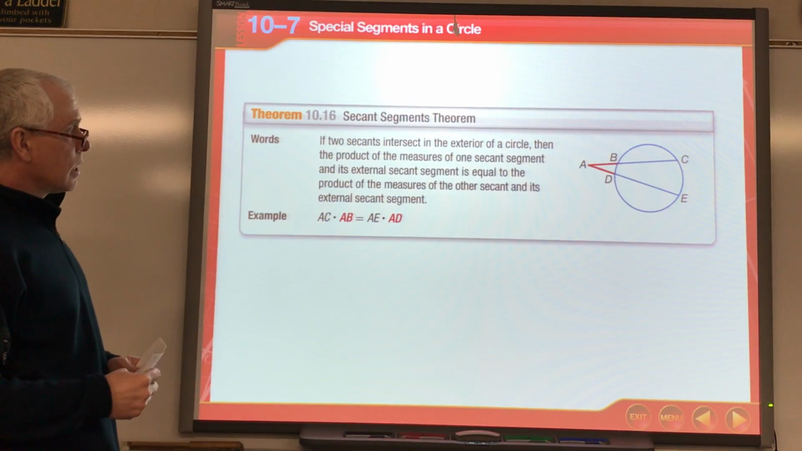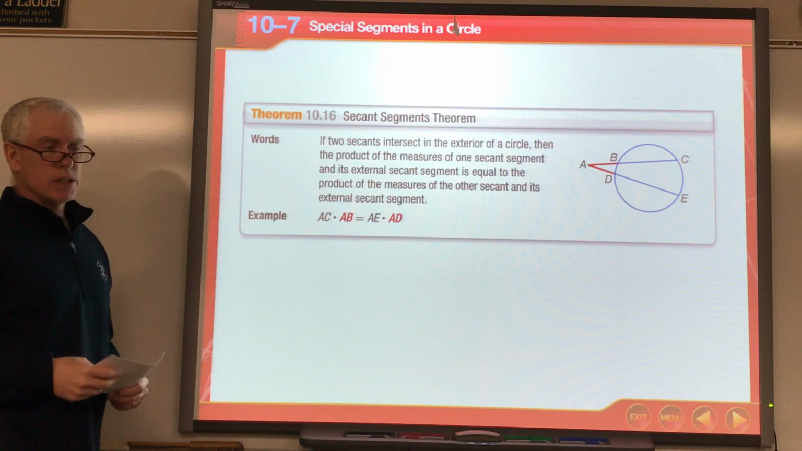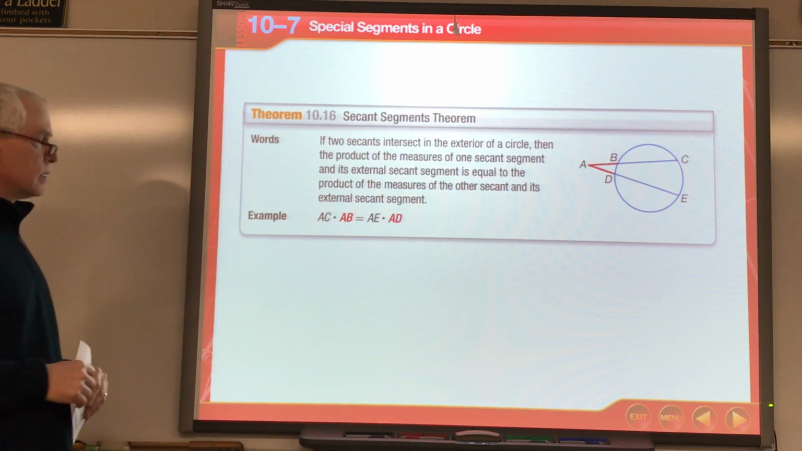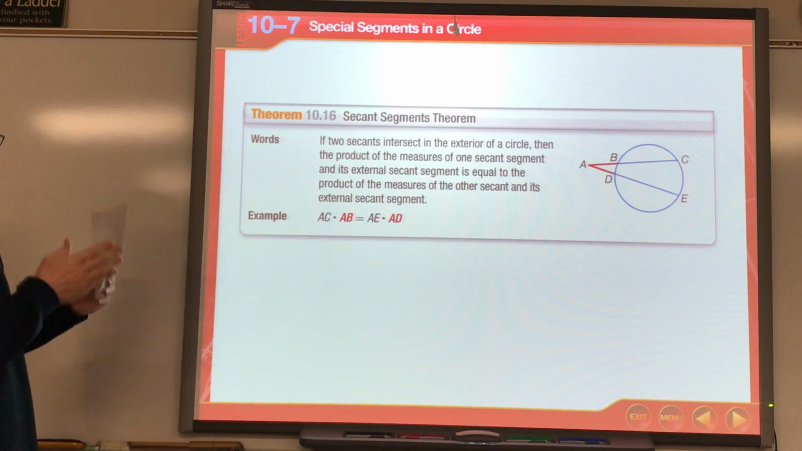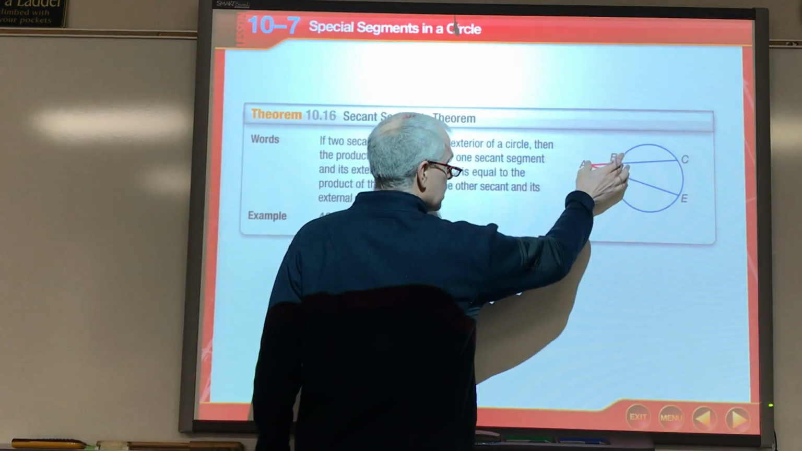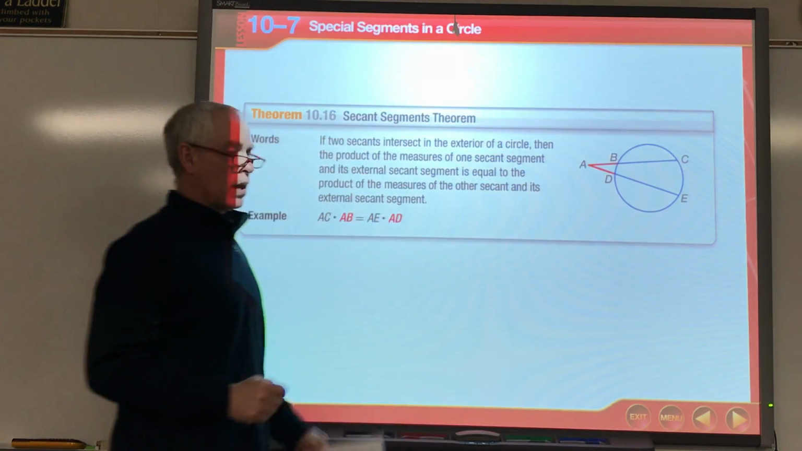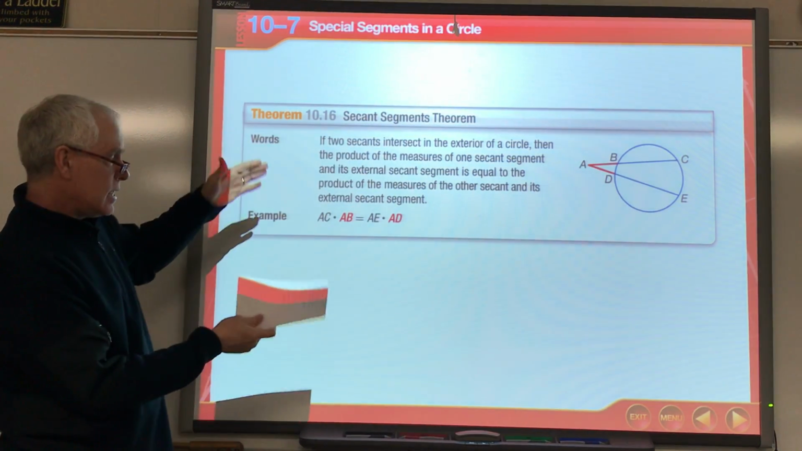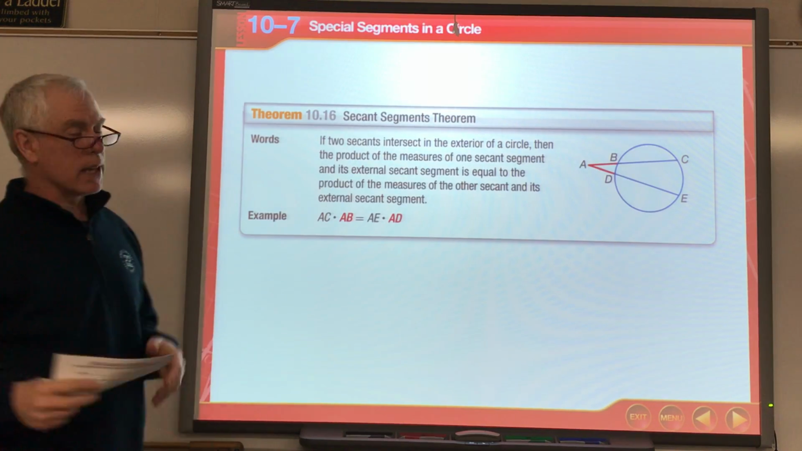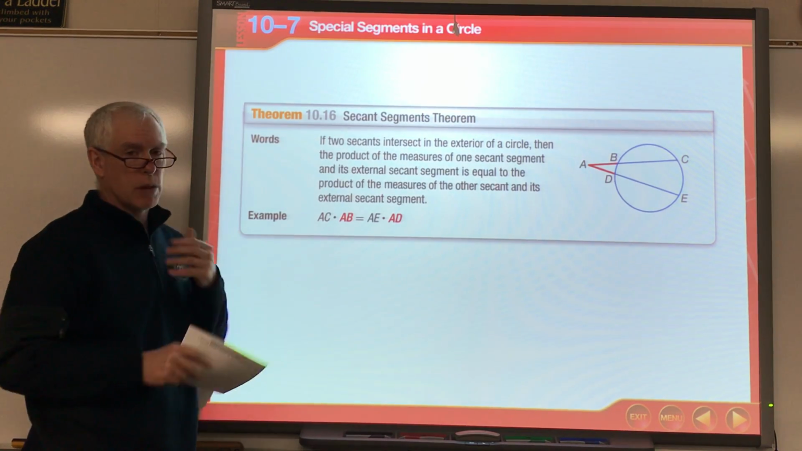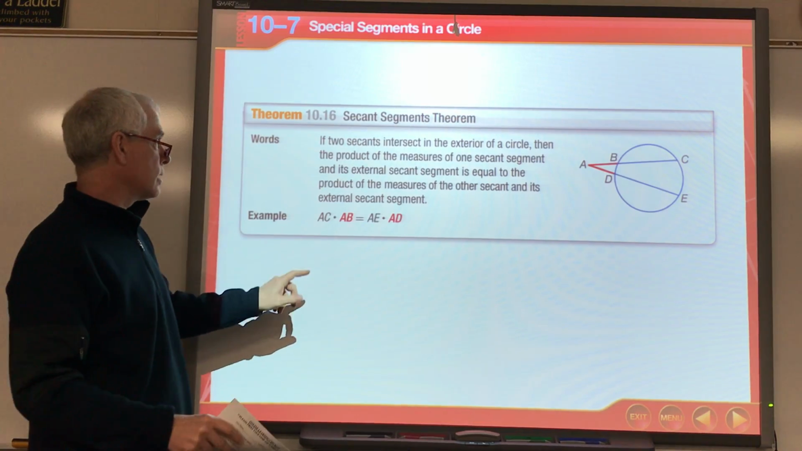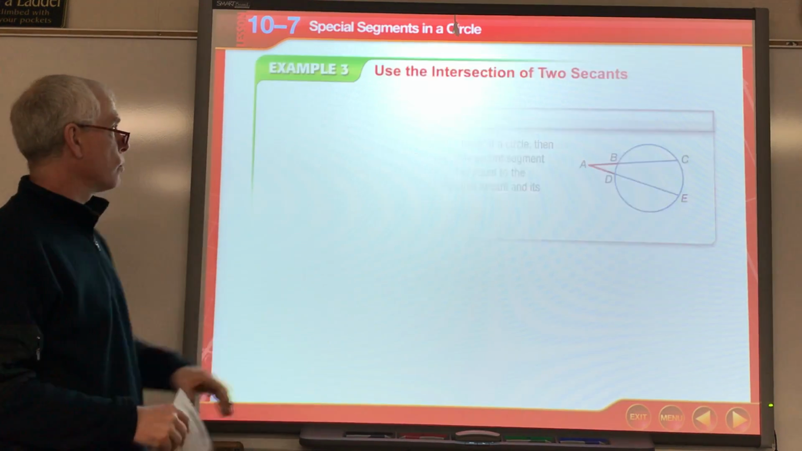All right, secant segments. Now, it's really tempting to do this one wrong, so be careful about how you look at the example and how you read the theorem. It says that the external part times the length of the entire segment. So that would be AB times AC, the whole length, okay? And AD times AE, the whole length. So make sure you're taking that whole length into account. It's really tempting to just multiply the adjacent parts. Outside part times whole length. I can't say that enough. Make sure you get that example in your notes.